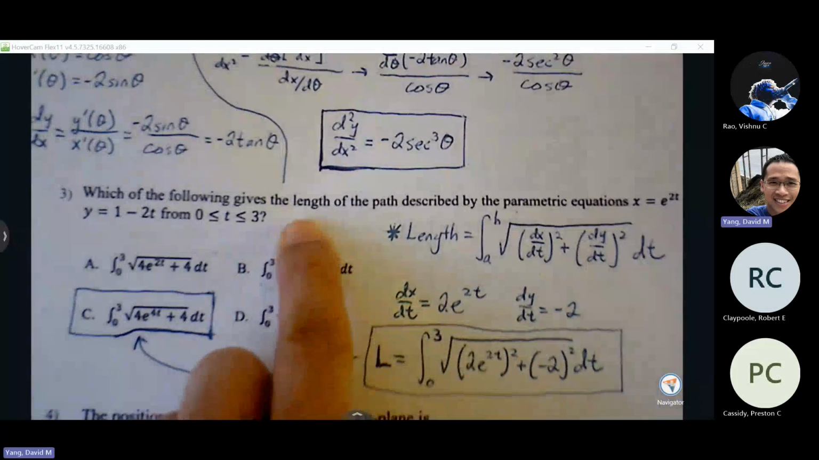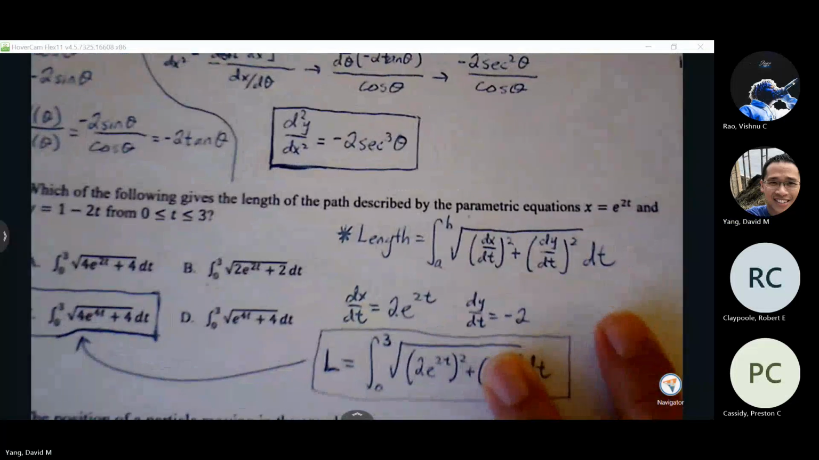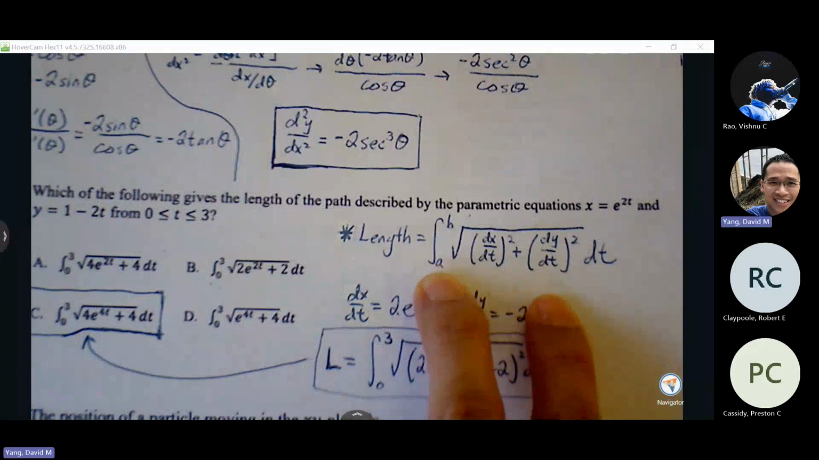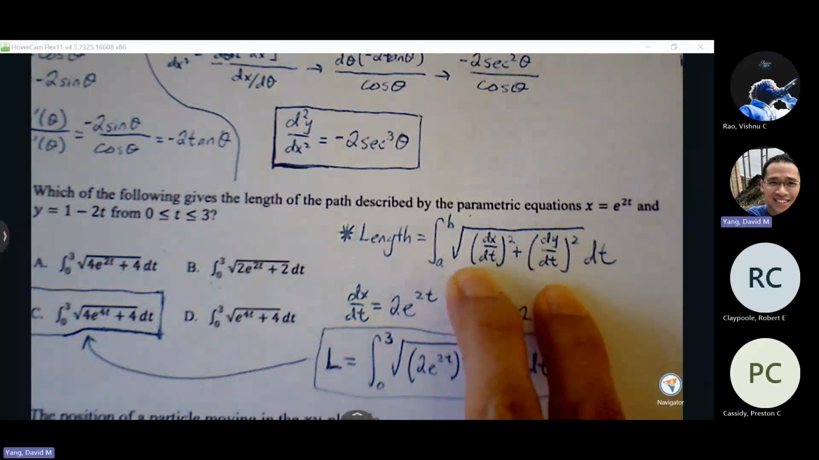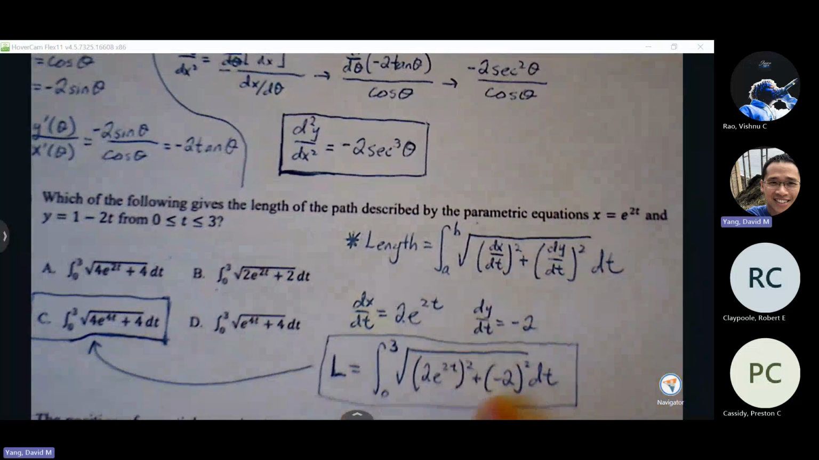All right, number 3, length of the parametric. So here's our length formula in parametric form. So integral from a to b, square root of x prime squared plus y prime squared. So as soon as we have x prime, y prime, we should actually get it into that form.